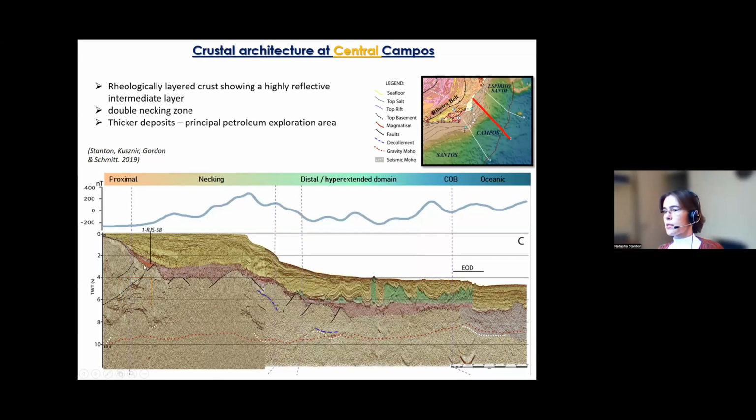And interesting is that in this area of the basin, we have a double necking zone, with a very wide distribution of the formation here. And the thickest deposits in this area are in the main petroleum exploration area of the basin.